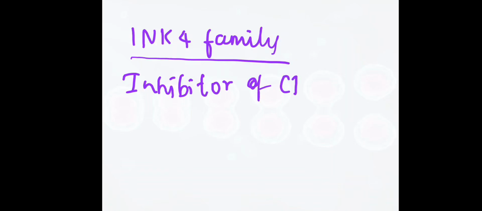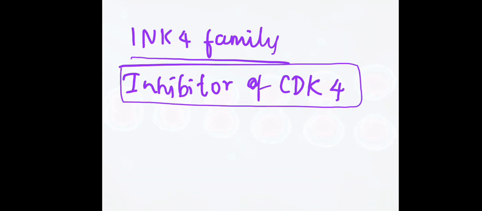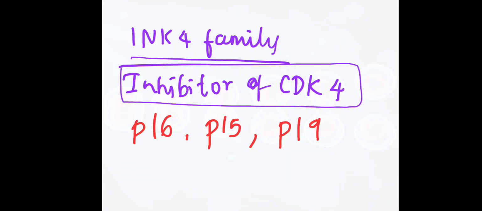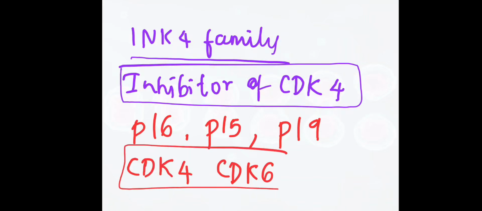And we are left with another one major important family, INK4 family, which is a type of CKI itself. So INK full form is inhibitor of CDK4, inhibitor of CDK4. Okay, so this family consists of P16, P15 and P19. So INK4 CKIs target specifically CDK4 and CDK6. They inhibit their kinase activity by interfering with their association with D-type cyclins. Okay, so this specifically binds to CDK4 and CDK6.